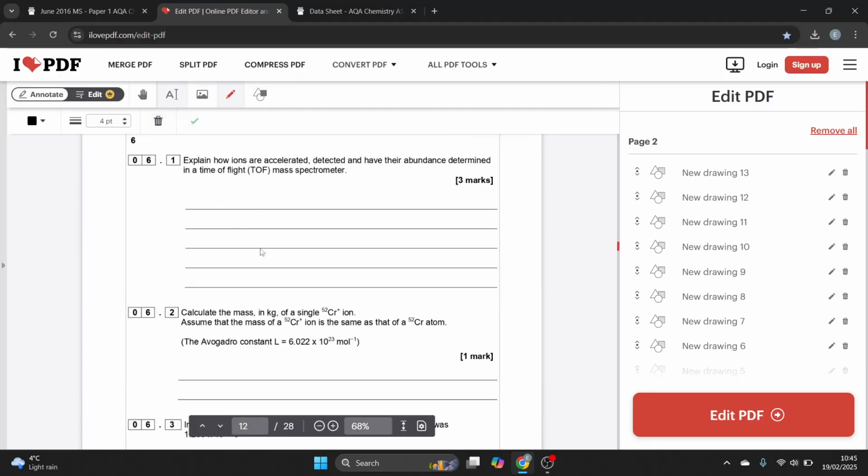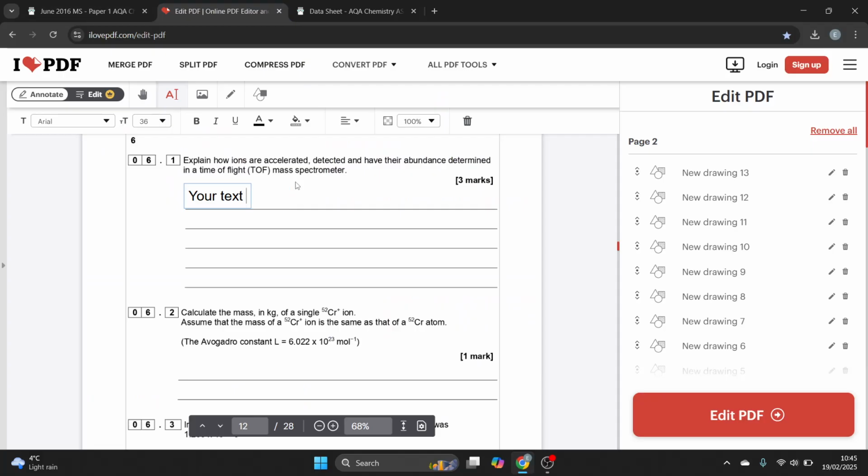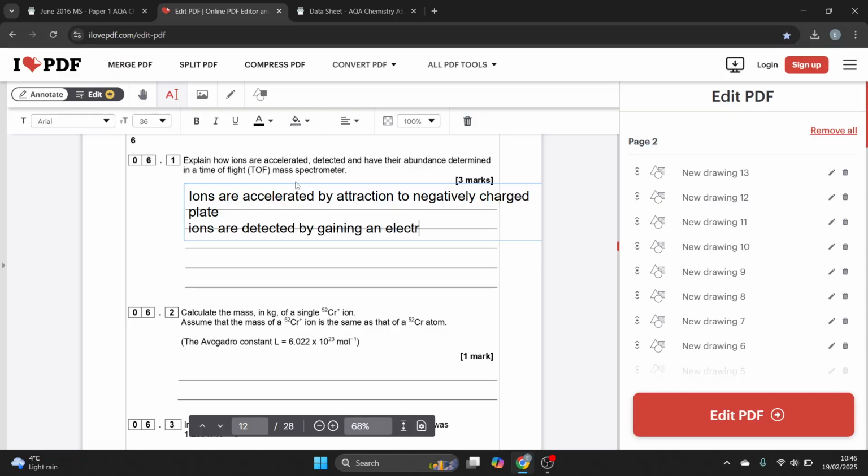Explain how ions are accelerated, detected, and have their abundance determined. By attraction to a negatively charged plate, detected by gaining an electron, relative abundance is proportional to the size of current flowing in the detector.